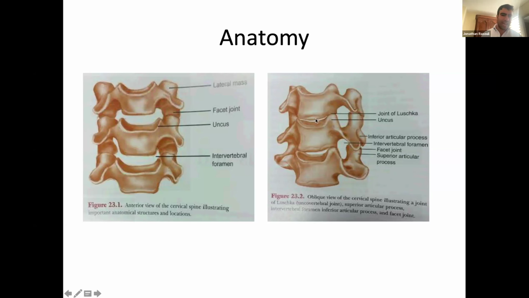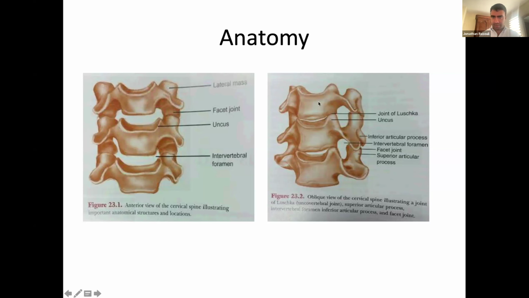But as things settle down and break down over time, these fuse. And this is where the majority of the compression usually comes from, the uncovertebral joint. We just call it the uncovertebral joint. So this fusion of these two is where the pain comes from, and the majority of the compression on the nerve root that's exiting at this level.